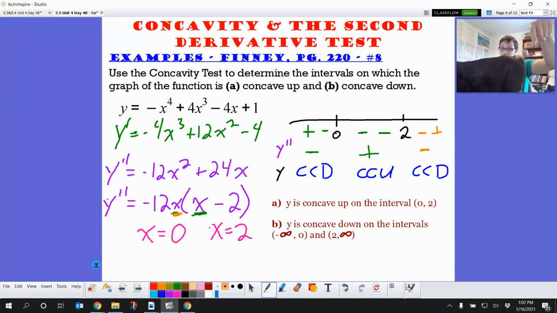You can see that down below that, though, I still wrote that real nice in nice big sentences. So y is concave up on the interval from 0 to 2. And we are concave down on the interval negative infinity to 0 and 2 to infinity.